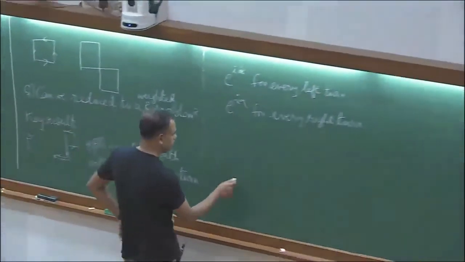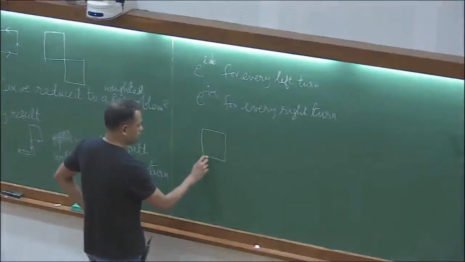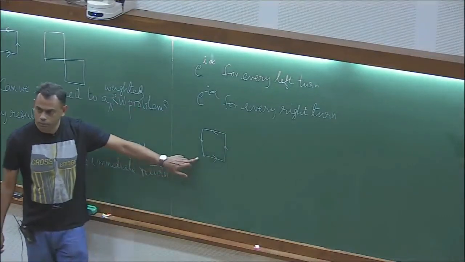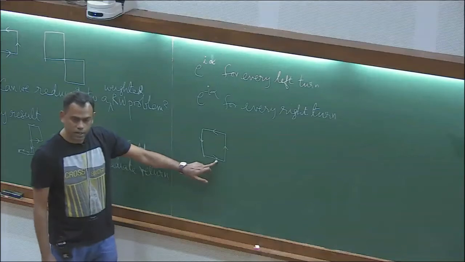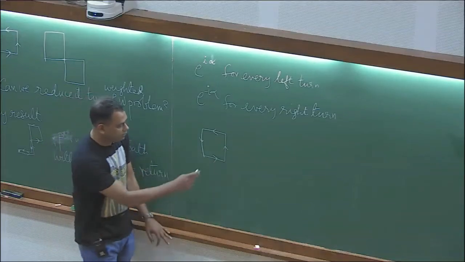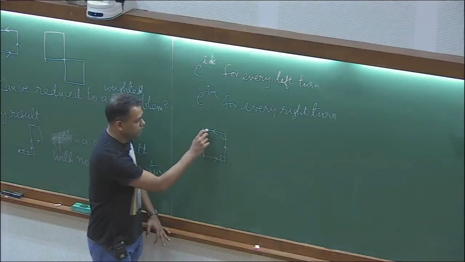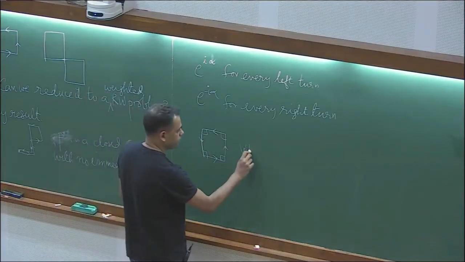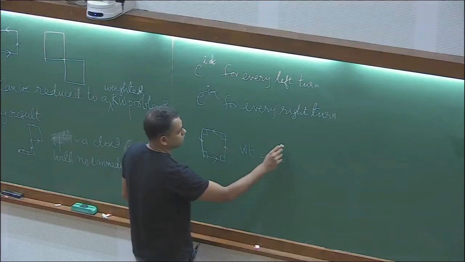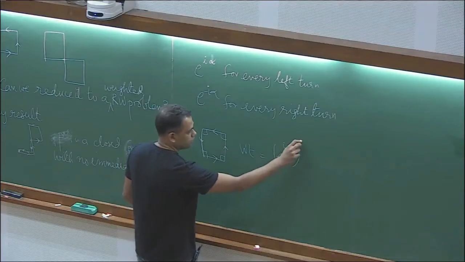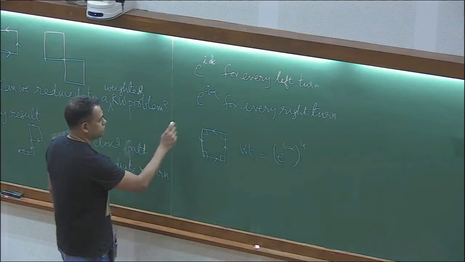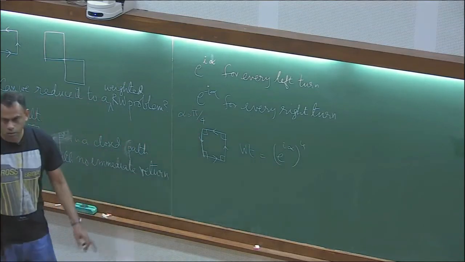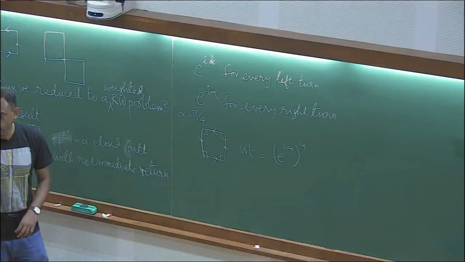So this diagram, what is the weight of this one? This is e to the power i alpha. Minus, there's a left turn here, a left turn here, left turn here, a left turn there. So the weight is e to the power minus i alpha to the power 4. So we want alpha to be pi by 4. So this is e to the power i pi, which is minus 1.